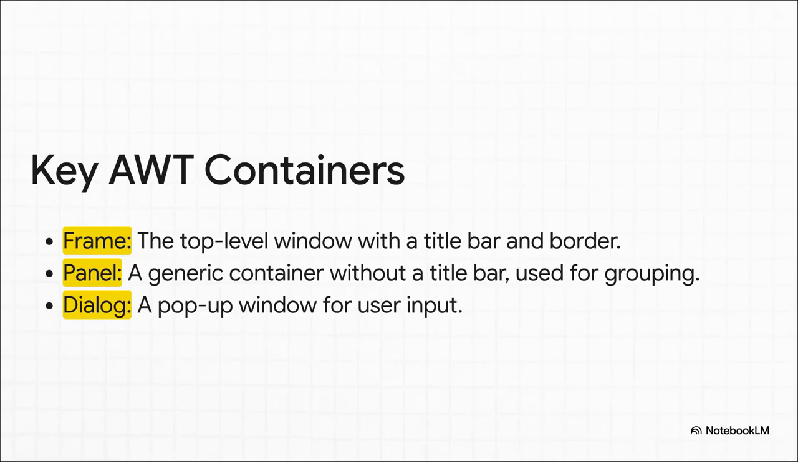Okay, exam focus time. Everything, and I mean everything, you build in AWT has to live inside a container. The big one is the frame. That's your main application window, the thing with the title bar and all that. Now, inside that frame, you can use a panel. A panel is basically a container within a container, perfect for organizing groups of buttons or text fields. And then there's the dialog. That's just your simple pop-up window for getting some quick input from the user.